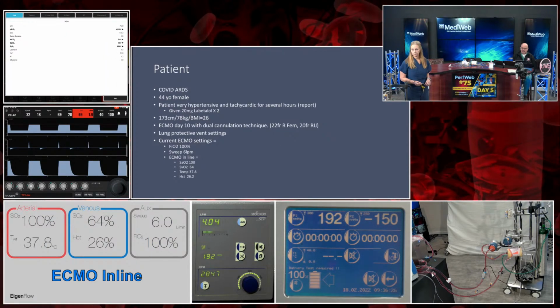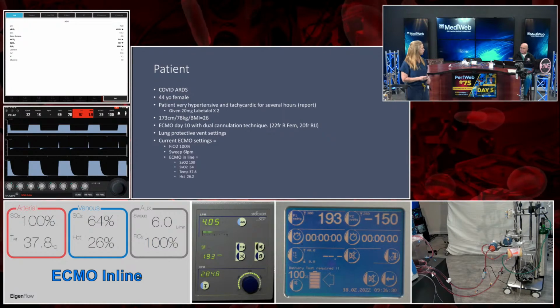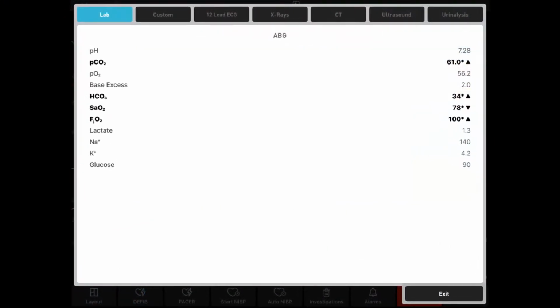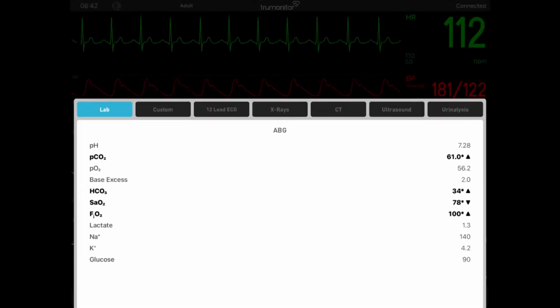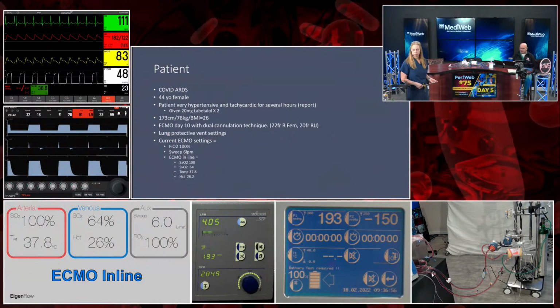And this is the blood gas that was just reported. So if you look, could we go to the blood gas, make the blood gas bigger, please. Numbers are kind of small. Let's just have a look at the blood gas first. 7.28, 61. PO2 is 56. Bicarb is 34, and the SaO2 is 78%. So there is agreement with your saturation monitor, but this is basically how you started your day off.